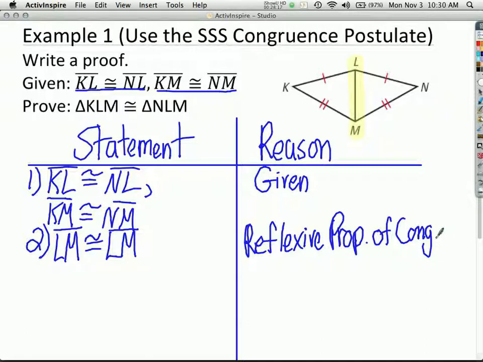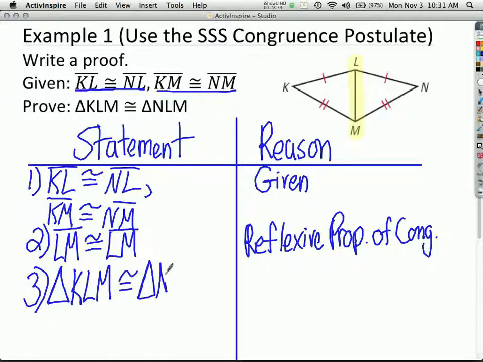Now we have our three pieces of evidence. Now we can say our proof statement. Triangle KLM is congruent to triangle NLM because of what? What proves that statement? Sebastian? Yeah, and you can put SSS congruence postulate. Or you can put CONG postulate, whatever you want. Side, side, side, congruence postulate.